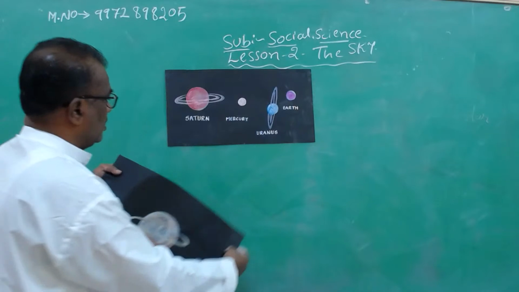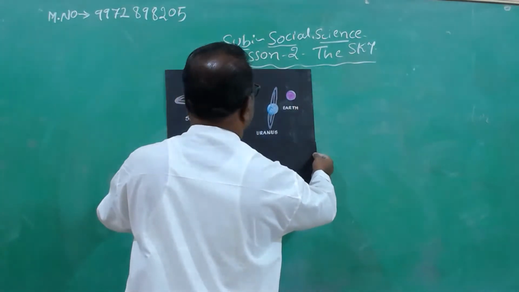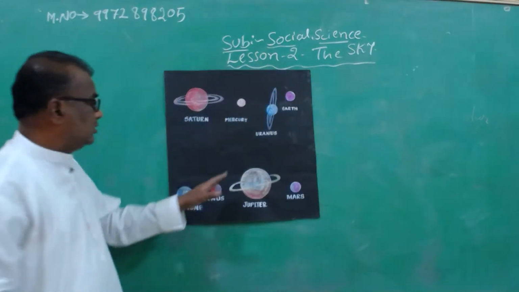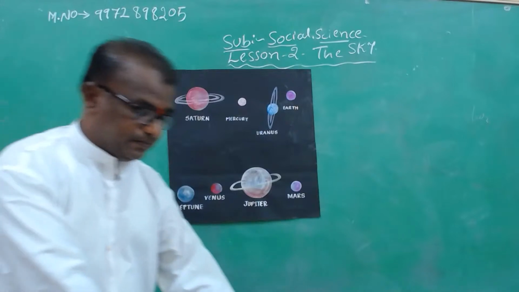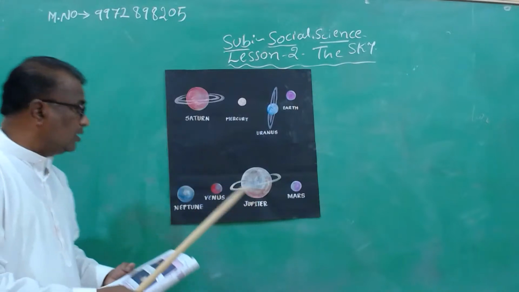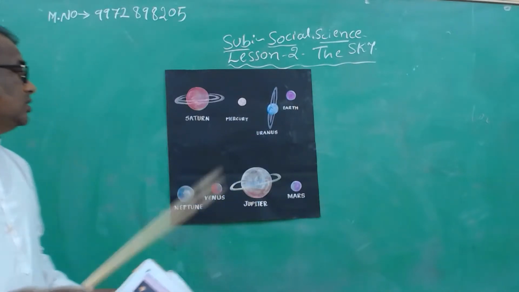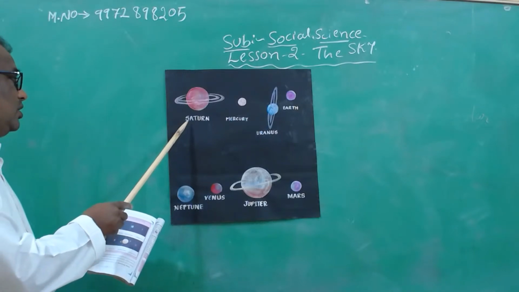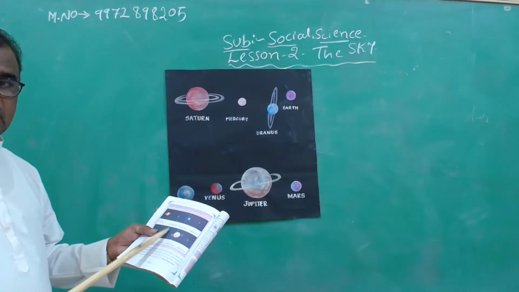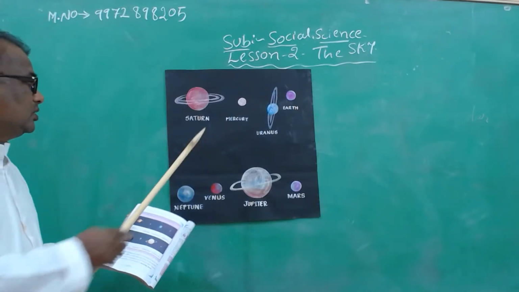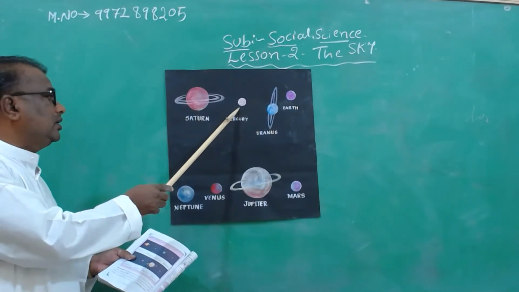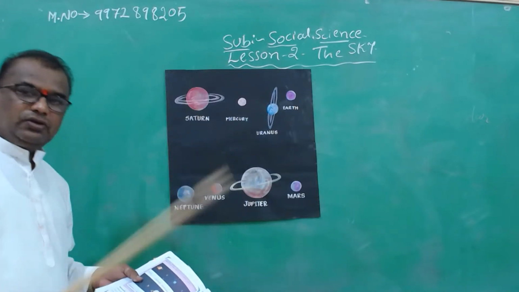See, look at my children. Same as in the textbook. You see your textbook, page number 190. They have given Saturn. Yes, in the textbook they have given. And next they have given blank. You have to identify which planet it is. So that is Mercury. See, I already wrote it here in the chart. See, and you write in your textbook.